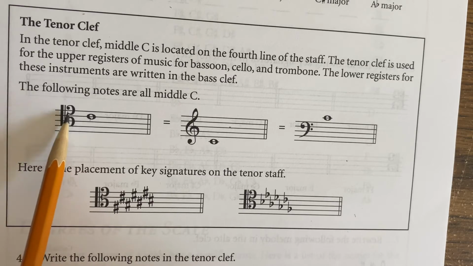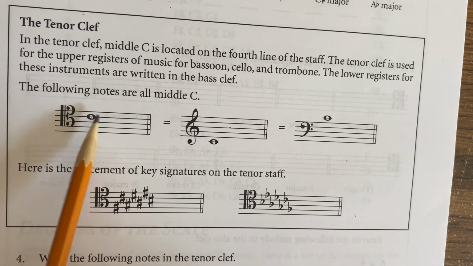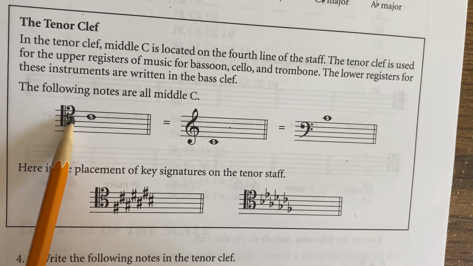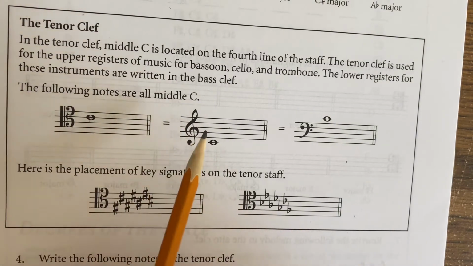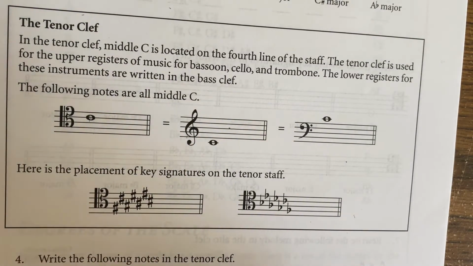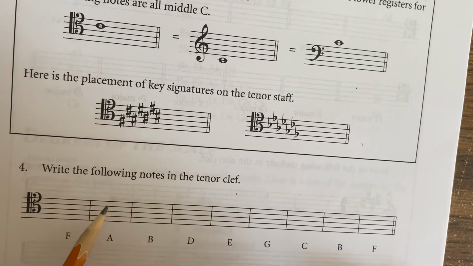Okay, so I can see that, yep, the 1, 2, 3, 4th line of the staff is the middle C for the tenor clef. And here we have the treble clef and the bass clef. Here is the placement of key signatures on the tenor staff. Write the following notes in the tenor clef.